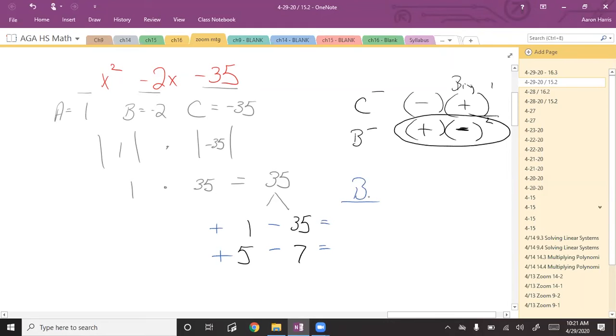So now I put equal signs. We're trying to make it equal to what? -2. So 1 minus 35 is what? -34. Good. 5 minus 7. Oh my God, it's -2. Look at that.